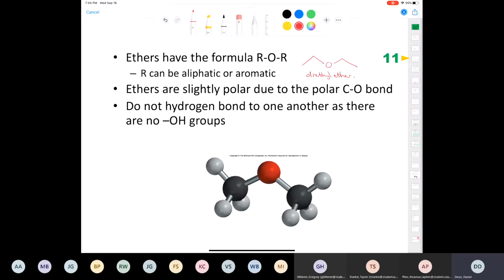It says here the ethers are slightly polar due to the polar carbon-oxygen bond, right? I told you that oxygen has an electronegativity of 3.5 and carbon has an electronegativity of 2.5. So the difference in electronegativity between the two is 1.0. So we have a dipole, and we could draw the dipole like this. Okay, we could draw the dipole over here like this.